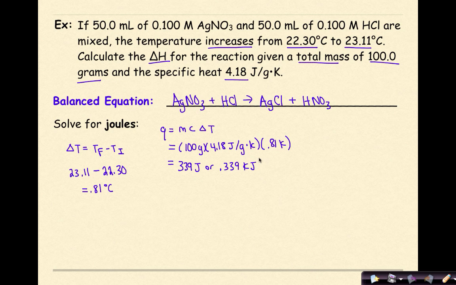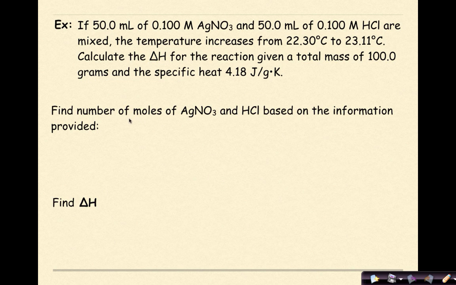And I want to convert it into kilojoules because later on I'm going to solve for delta H, and I'm going to need that in kilojoules. Now let's go on and find the number of moles of AgNO3 and HCl based on the information provided. To find moles here, I'm going to need to use the molarity formula. So molarity is equal to moles over liters. So let's start out with AgNO3.